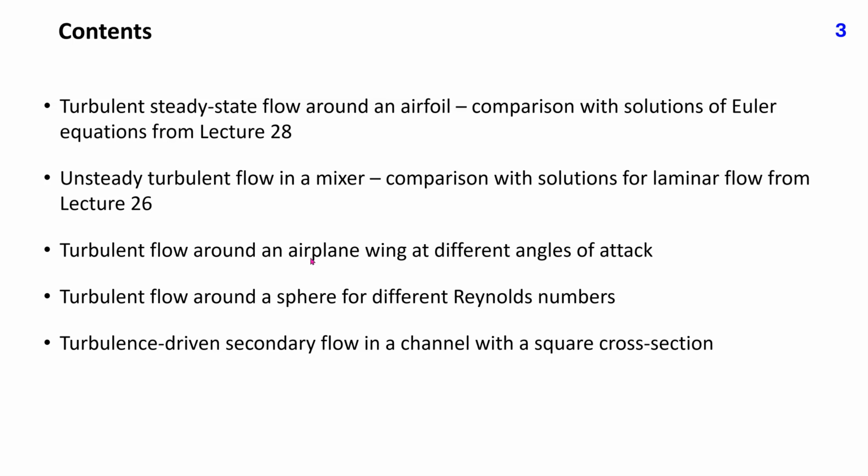This is the kind of flow for which none of RANS turbulence models performs well. The fifth test case is devoted to turbulence-driven secondary flow in a duct with a square cross-section. Here we demonstrate that linear eddy viscosity types of models cannot predict such flows, while Reynolds stress models can.